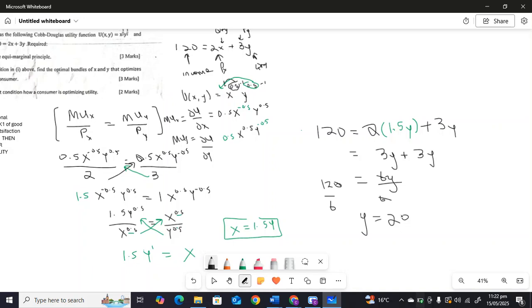So this person needs, with their budget, to make them happy, for them to get the most satisfaction, they need to get 20 units of y. Now we need to find how many units of x they need to get. So remember, x equals 1.5y. So we're going to substitute.